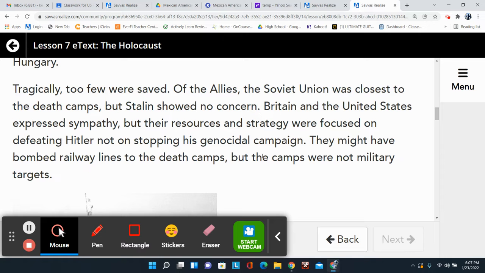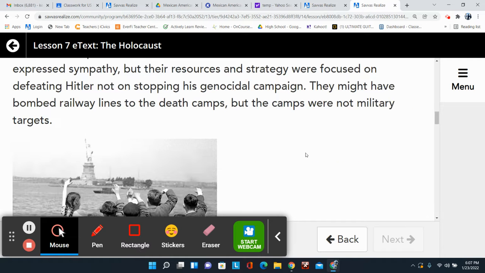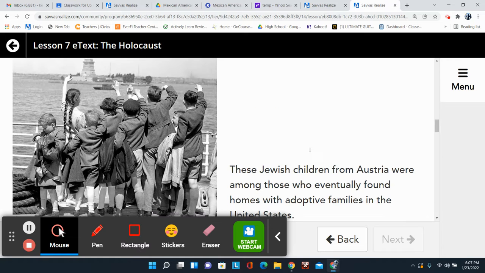Britain and the United States expressed sympathy, but the resources and strategy were focused on defeating Hitler, not on stopping his genocidal campaign. They might have bombed railway lines to the death camps, but the death camps were not military targets. Here's a picture that shows Jewish children from Austria who were among those eventually found in homes with their adopted families in the United States.